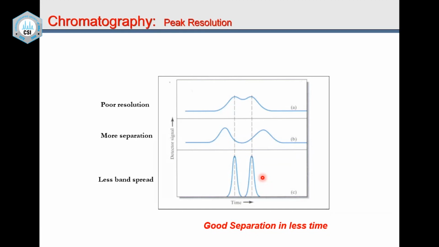Whenever he gets any sample to be separated by chromatography, he should develop a method in such a way that he should get good separation in less time. So keep it in mind always that this is what is required. This is separation, but not in good time. This is poor separation, and the time taken also is large. Okay, so obviously this is the best method of separation where you are getting good separation in less time.